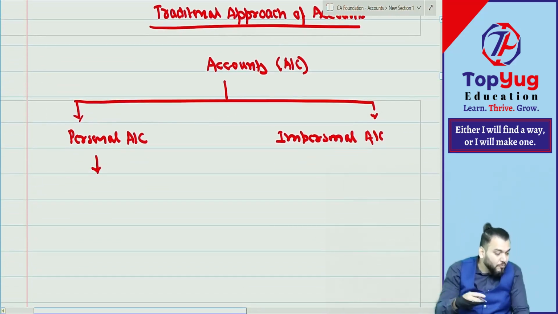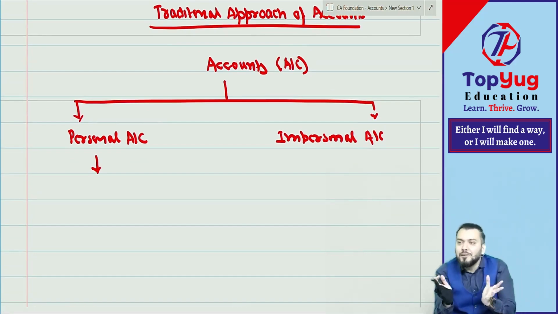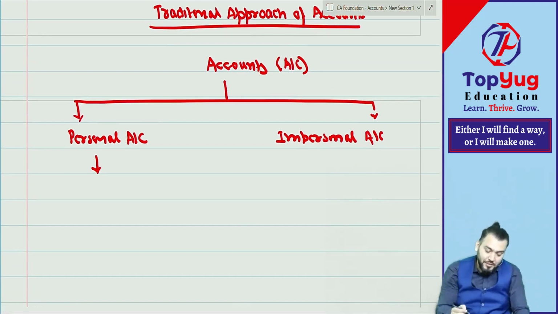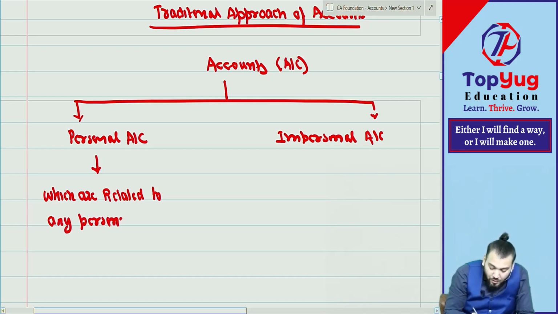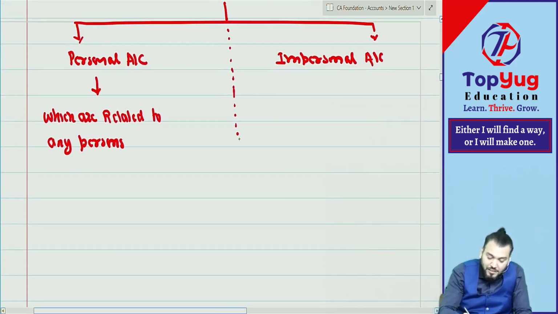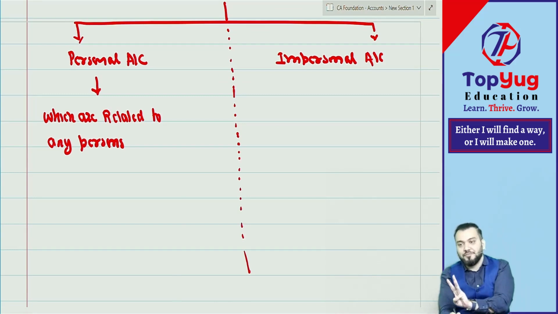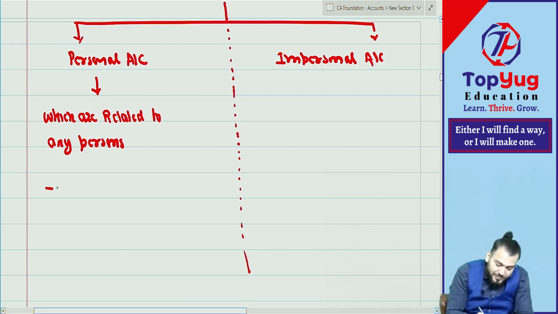So what are personal accounts? Personal accounts are those which are related to any person. Now, who are persons? One question will come, sir: who are persons? In accounting, there are three types of persons. One is known as natural person. Do you know what natural persons are?